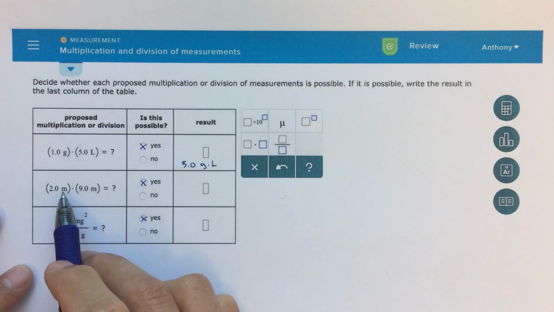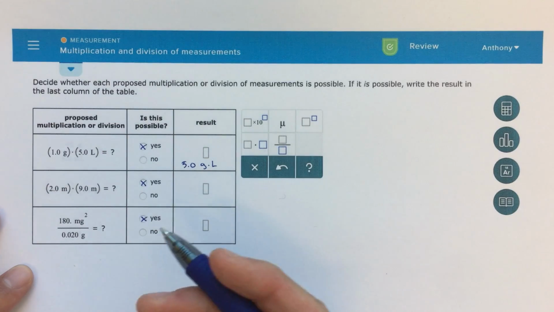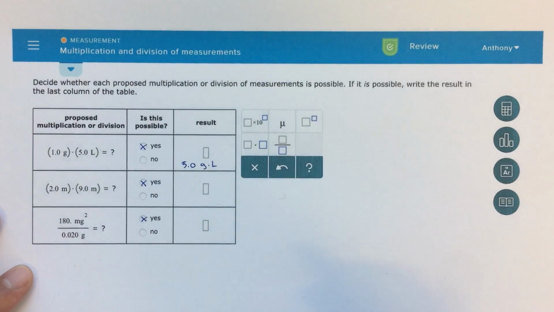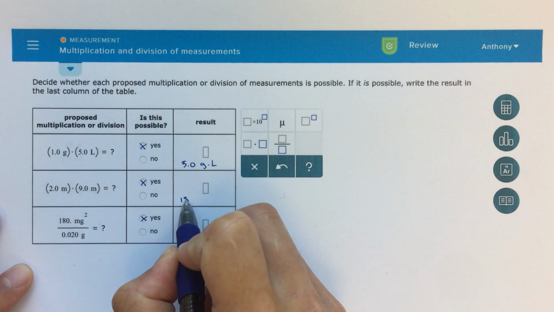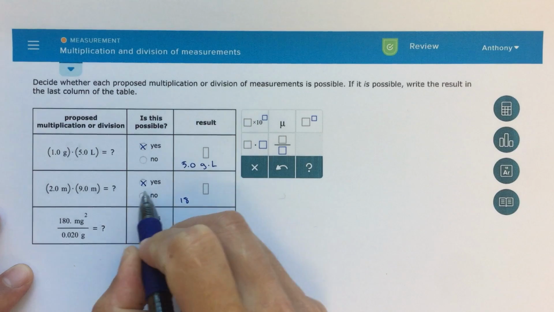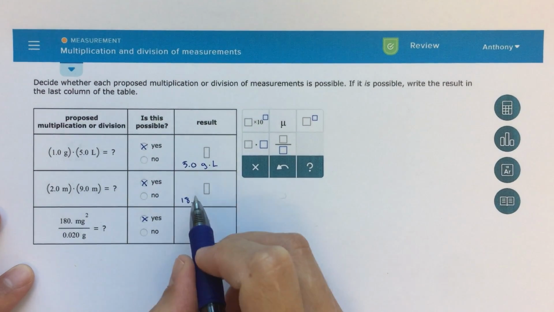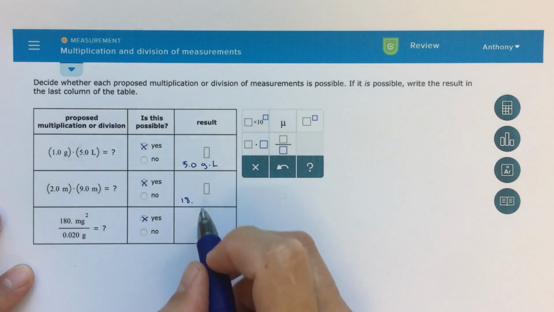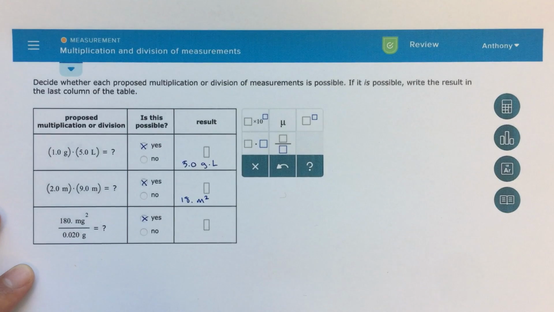For this next one, I've got meters times meters. So again, obviously that's possible. We're going to end up with meters squared. Meters times meters is meters squared. And I can do 2 times 9 is equal to 18. Now, we'll want to have 2 sig figs, and ALEKS likes it if we put that decimal point there. 18 decimal point, that indicates 2 sig figs. And then my units will be meters squared.